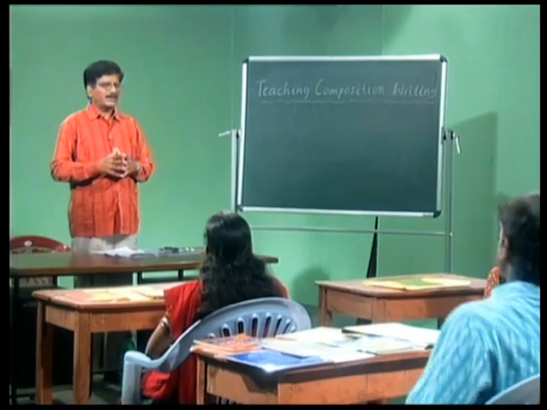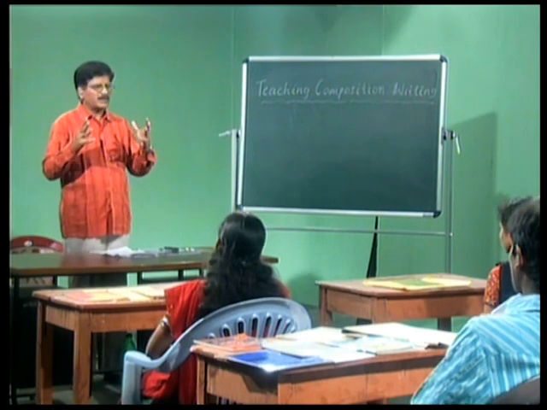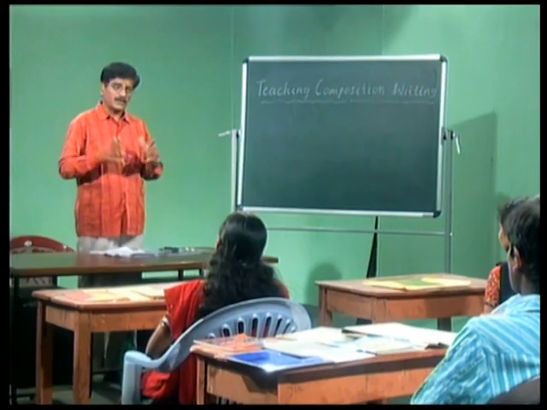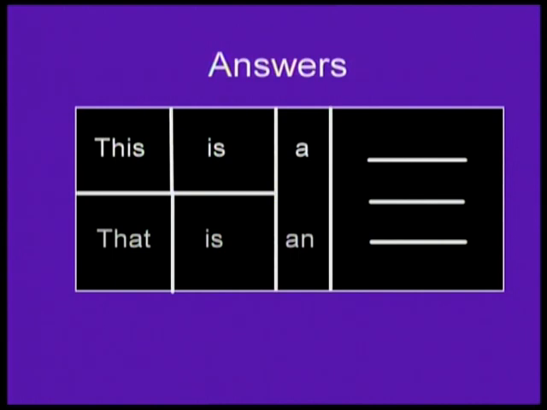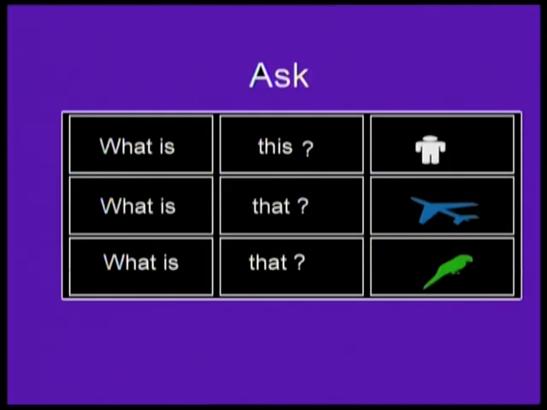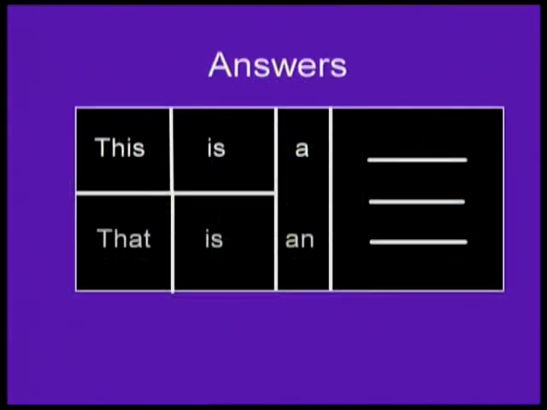Now, another important technique is using substitution tables. You know substitution tables, don't you? Now, look at this visual. This is an ask and answer table. First of all, pointing to the visual, you can ask the students to make some simple questions. Then, pointing to the visual, you can ask the students to write the words or the pictures in the spaces provided. Okay? Is it clear to you?